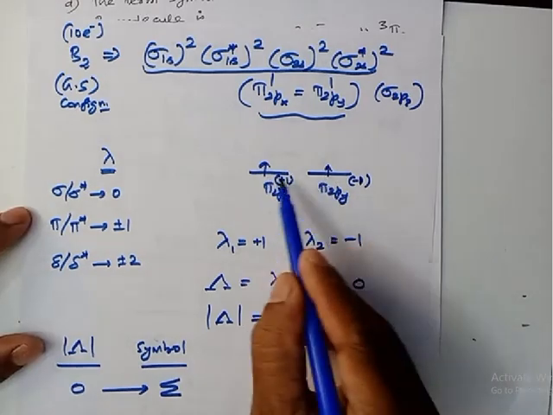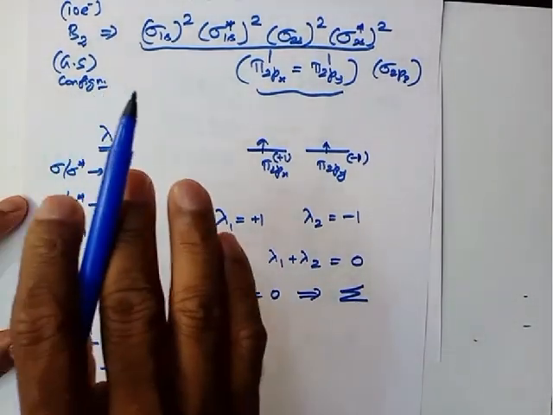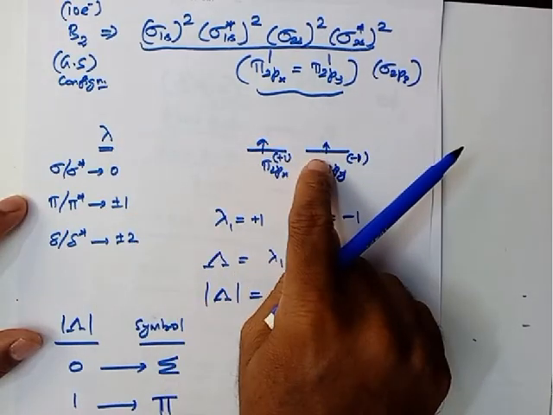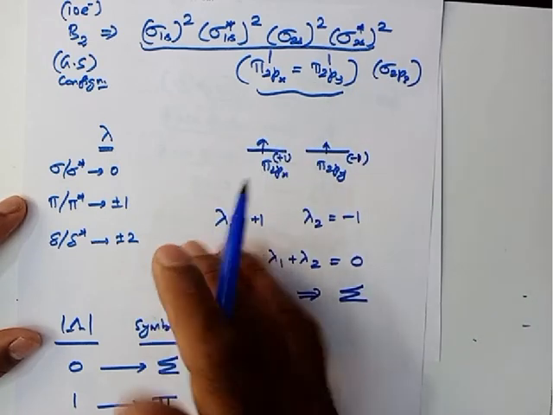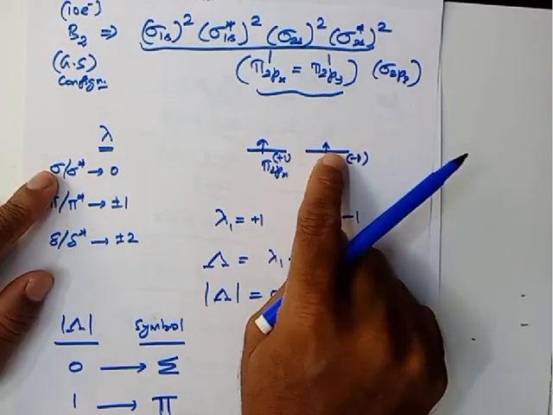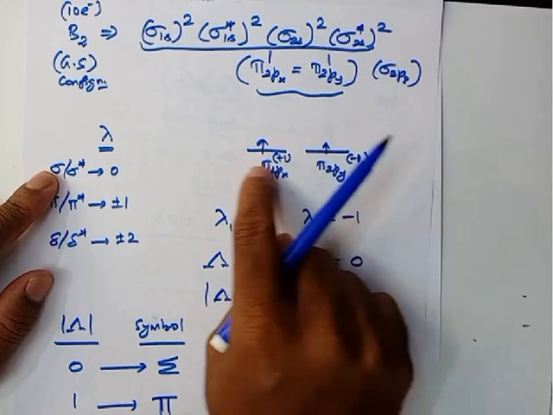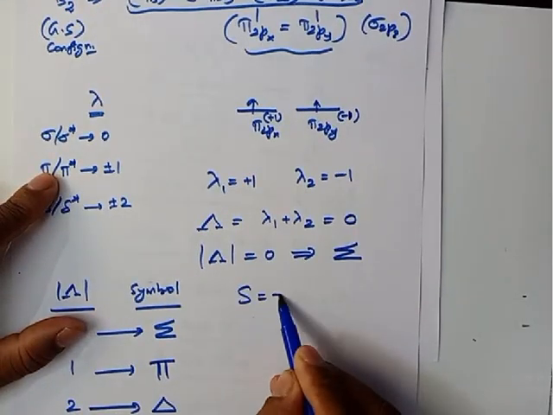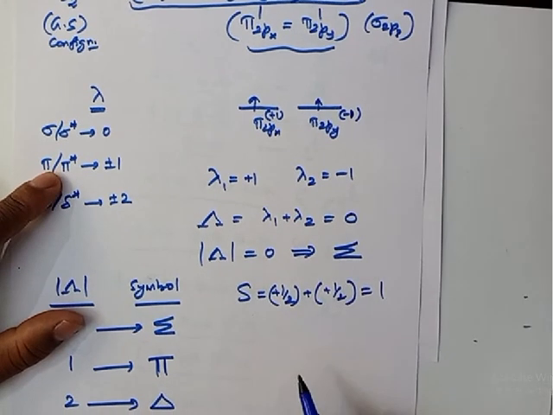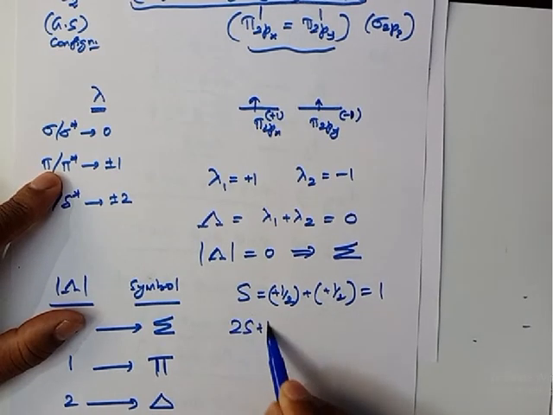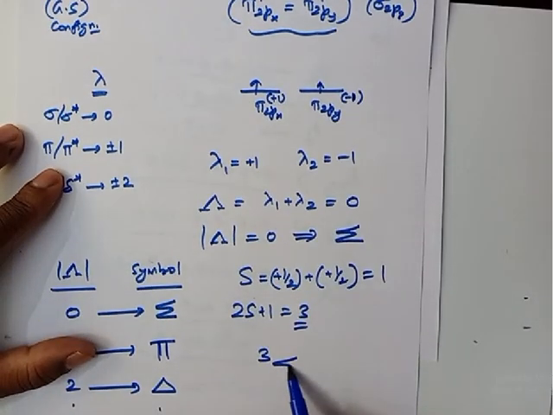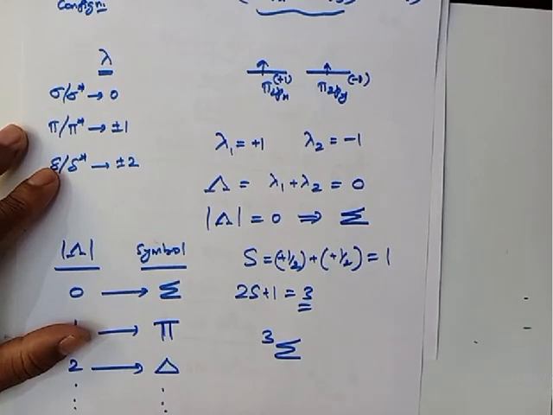Now we have 2 electrons. For the ground state, if you have 2 electrons in degenerate orbitals, according to Hund's rule of maximum multiplicity, the 2 electrons should have the same spin. For electron 1 it is plus half, and for electron 2 also plus half, so the total spin S is equal to 1. S equal to 1 means multiplicity is 3, so it is a triplet state. So the ground state is a triplet sigma state.